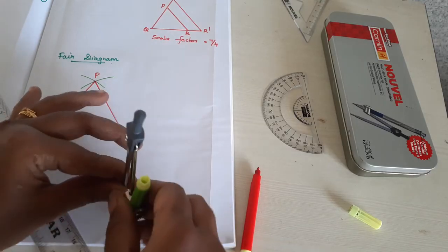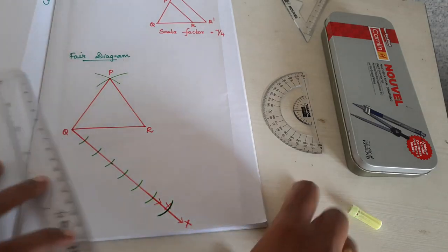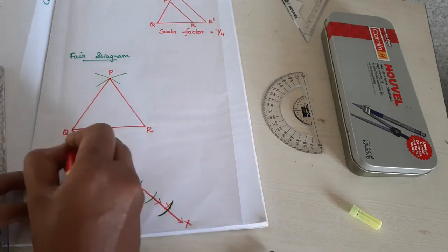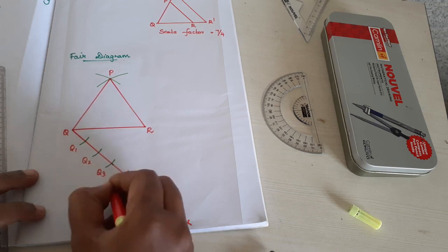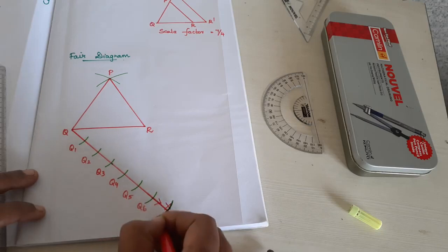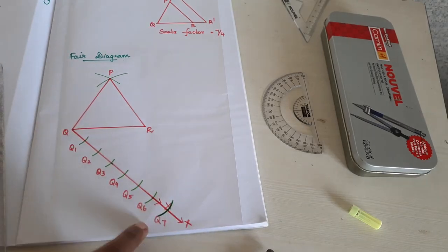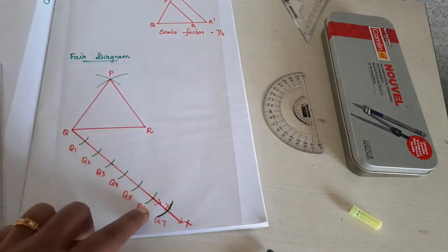Seventh arc here. It looks dark. Okay. Seventh arc here. 7 arcs we draw. Shall we name this Q, Q1, Q2, Q3, Q4, Q5, Q6, Q7. Why we drawn 7 arcs? Because the highest number, the big number is 7. So we drawn 7 arcs.